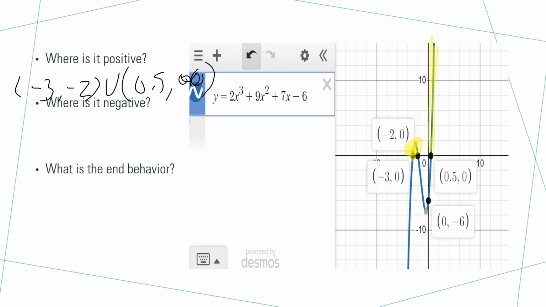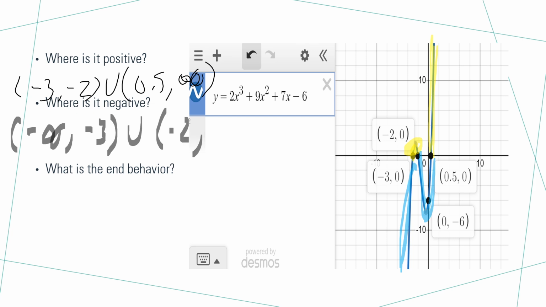All right. Where is it negative? Negative is below the x-axis, so it would be here, and then this chunk here also. And that would be from -infinity up to the -3, and then again between the -2 and the 0.5.